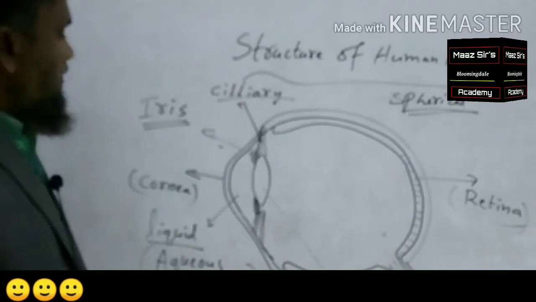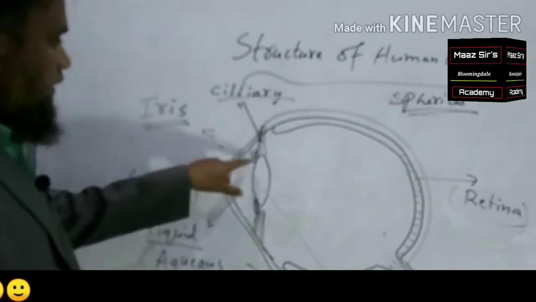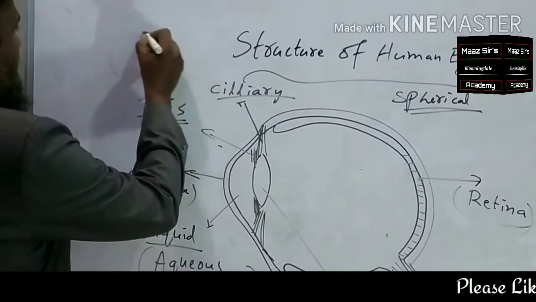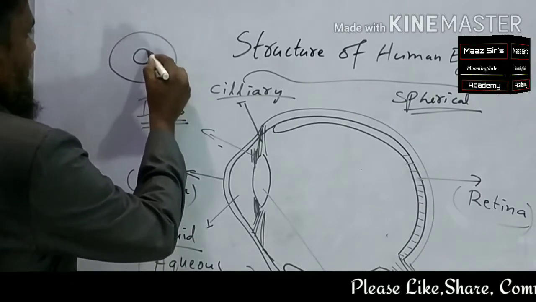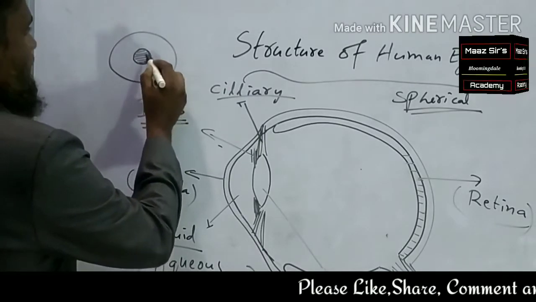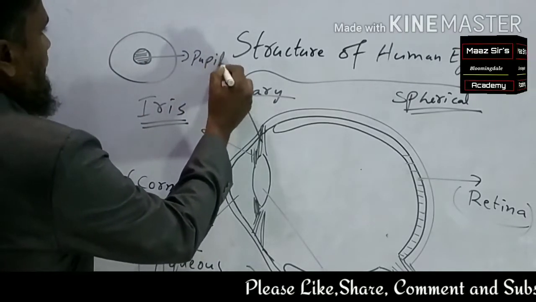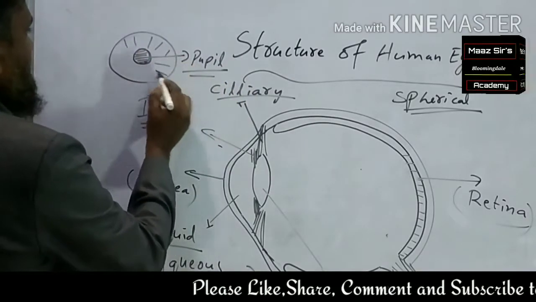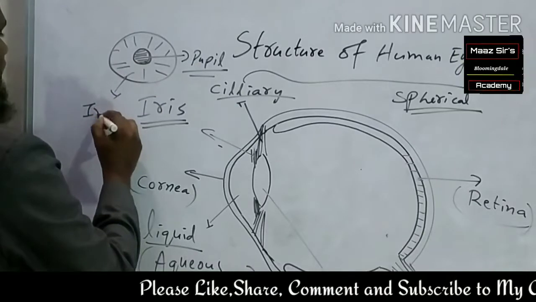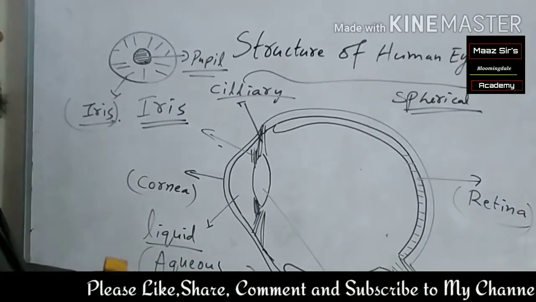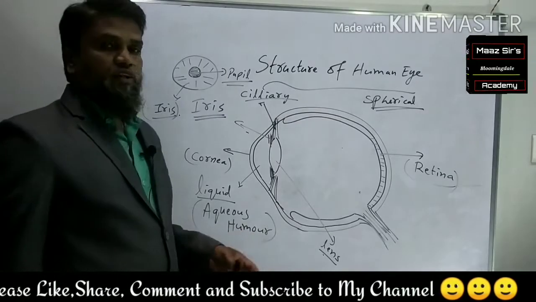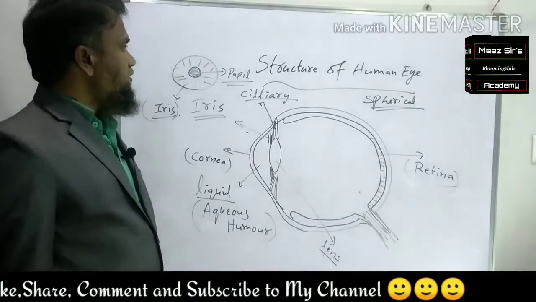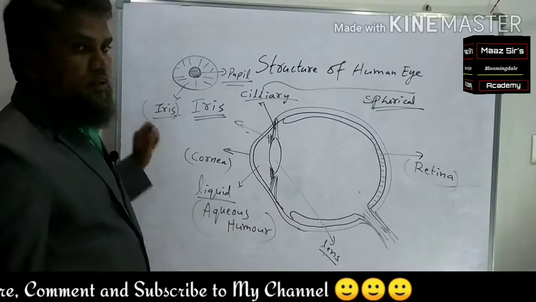And one more thing you have to remember here. This is the iris. Inside the iris, you have a small hole. This hole is known as the pupil. Understood? So this is the diaphragm, this is your iris, and you have the pupil inside the iris. Now we will learn about the importance of the pupil as well as the iris.